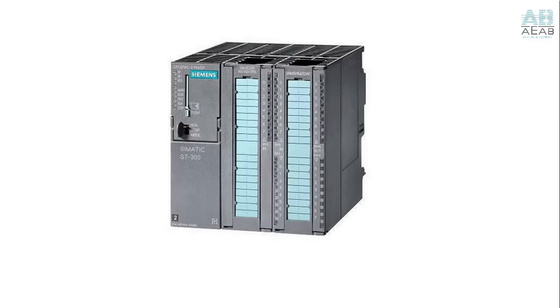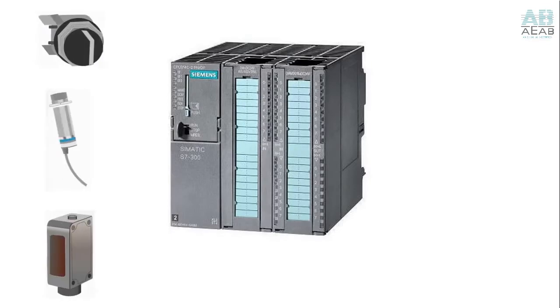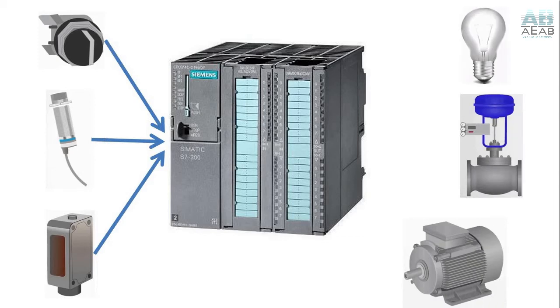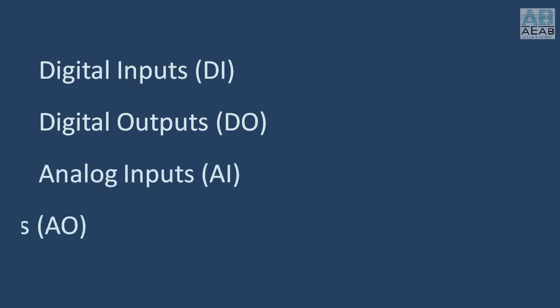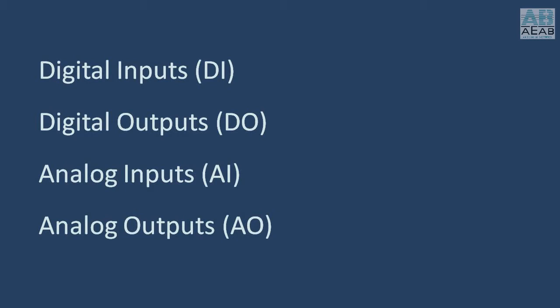As you know, PLC has to deal with different peripheral devices during its operation. You can click on the I button to know more about the introduction of PLC. So these devices can be classified as digital inputs DI, digital outputs DO, analog inputs AI, and analog outputs AO. Let's have a look at each of them.